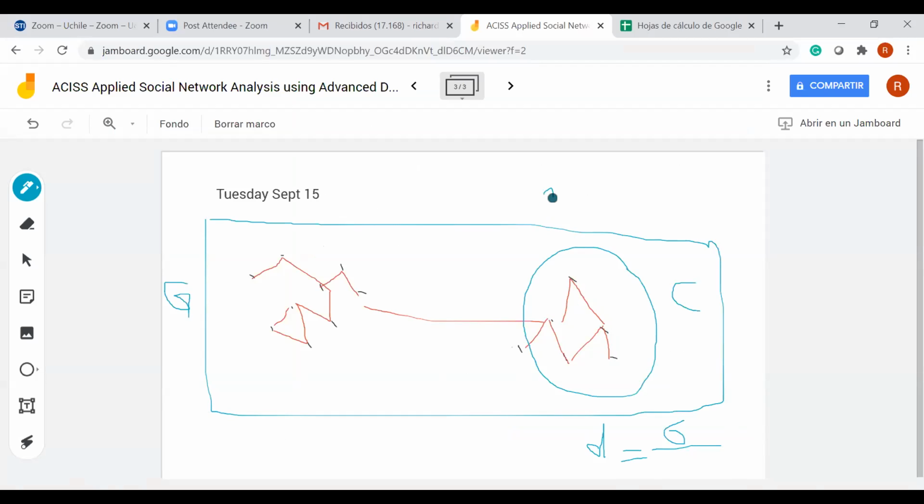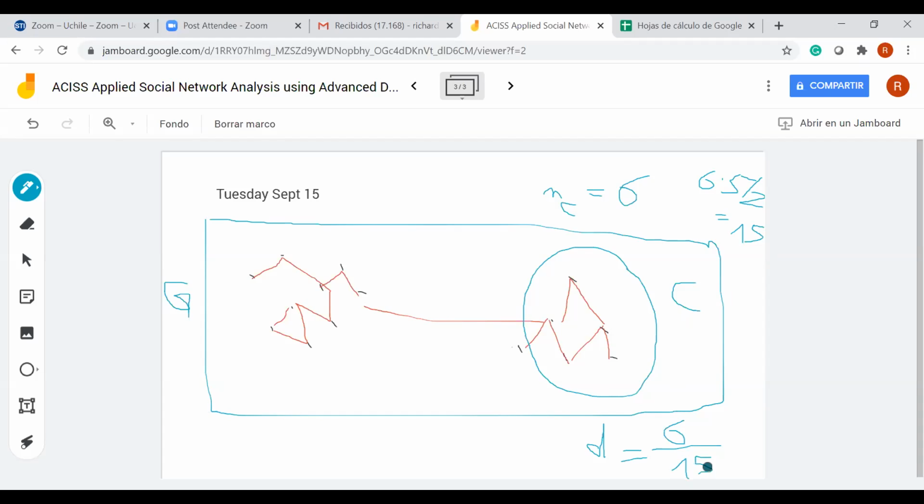So NC is also 6, the number of nodes inside the community. And the denominator is now NC times NC minus 1 divided by 2. So it is 6 times 5 divided by 2. That's the denominator. And that is equal to 15. So in the denominator, we have the number 15.